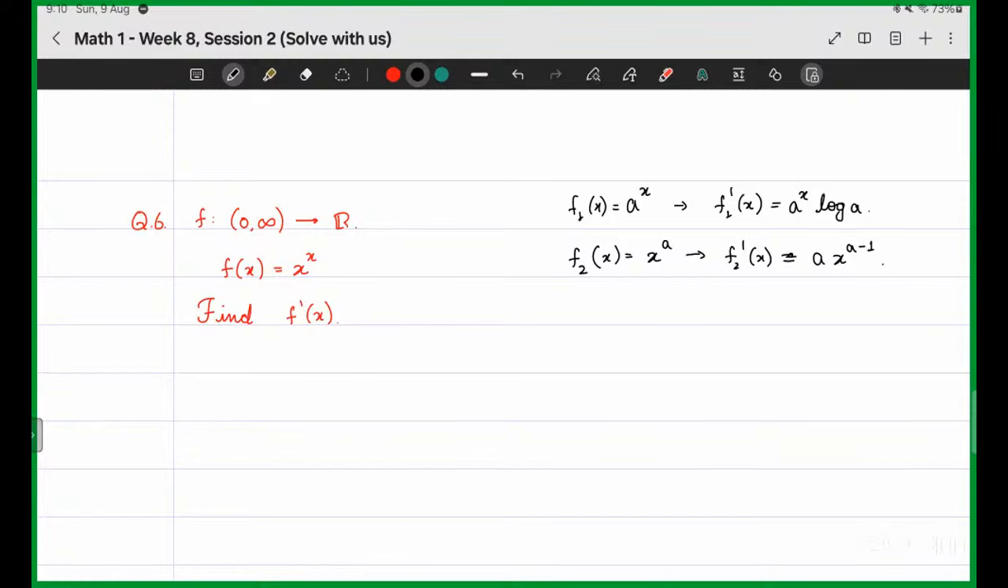Sir, I got the answer for that. What is the answer? So the answer is x to the power x, and in brackets it's 1 plus log x. Just one moment. You're saying f prime x is 1 plus log x. Yeah, that's it.